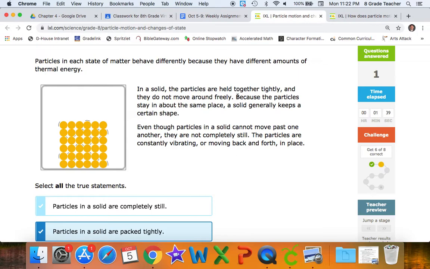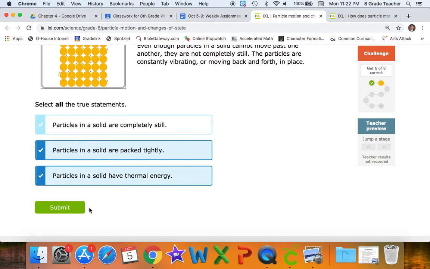Here it says in a solid the particles are held together tightly and they do not move around freely. Because the particles stay in the same place, the solid generally keeps a certain shape. Even though particles in a solid cannot move past one another, they are not completely still. The particles are constantly vibrating or moving back and forth in place. So then they can have some thermal energy.